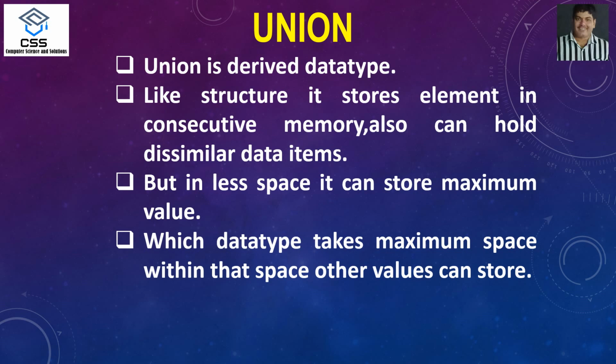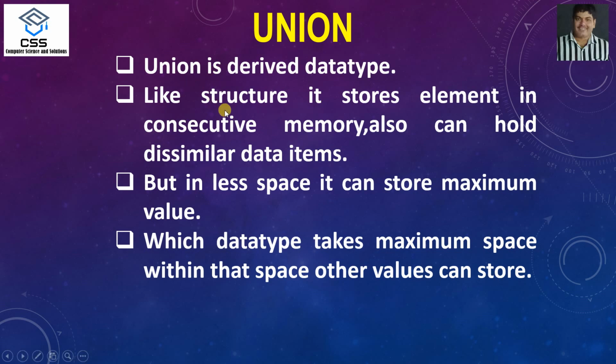Union works on the basis of the highest byte space consumed by a variable. Within that space, the lowest elements will be stored. Again, I am repeating. In union, suppose float, integer and character are stored. Float takes 4 bytes of memory, that is the highest bytes. Within those 4 bytes, the integer and character will be stored. But in case of structure, for how many elements of which data type are stored, that much individual space of memory locations will be taken. That is represented here.